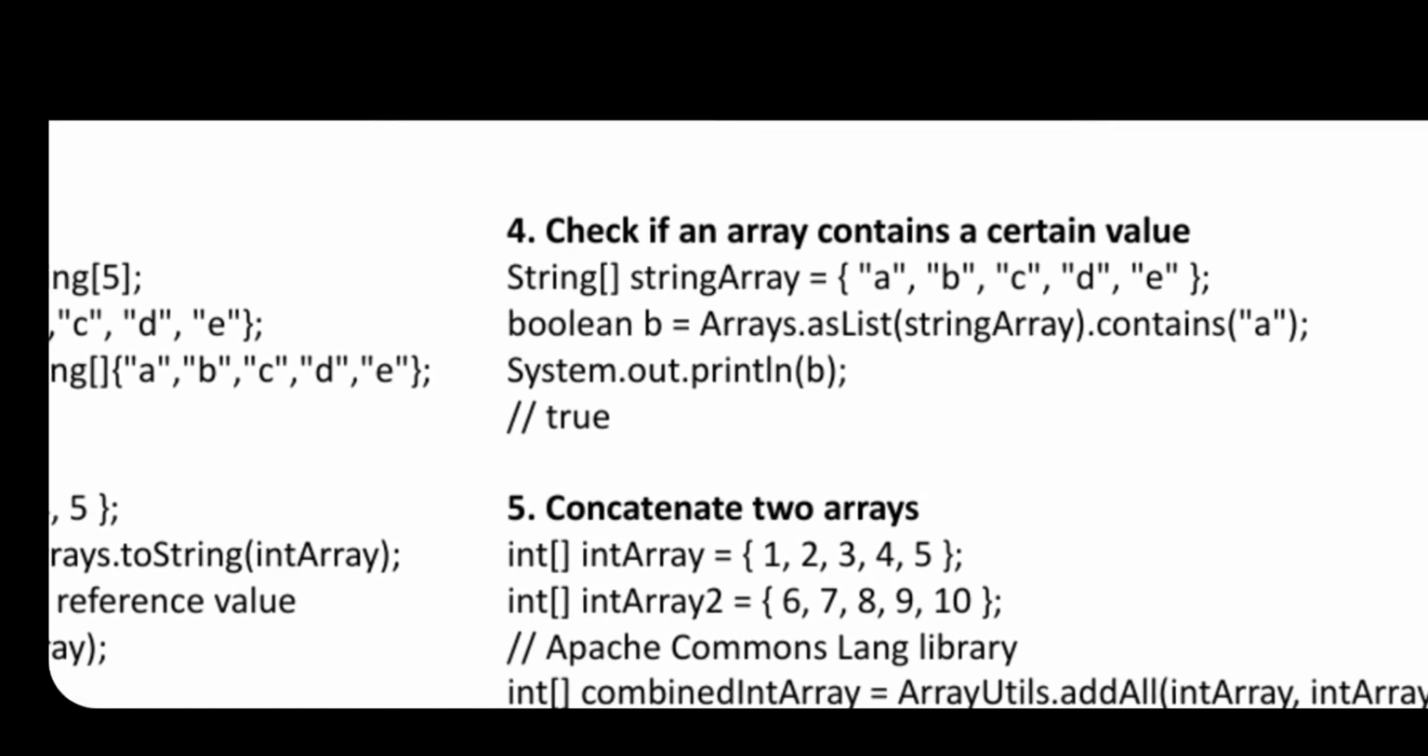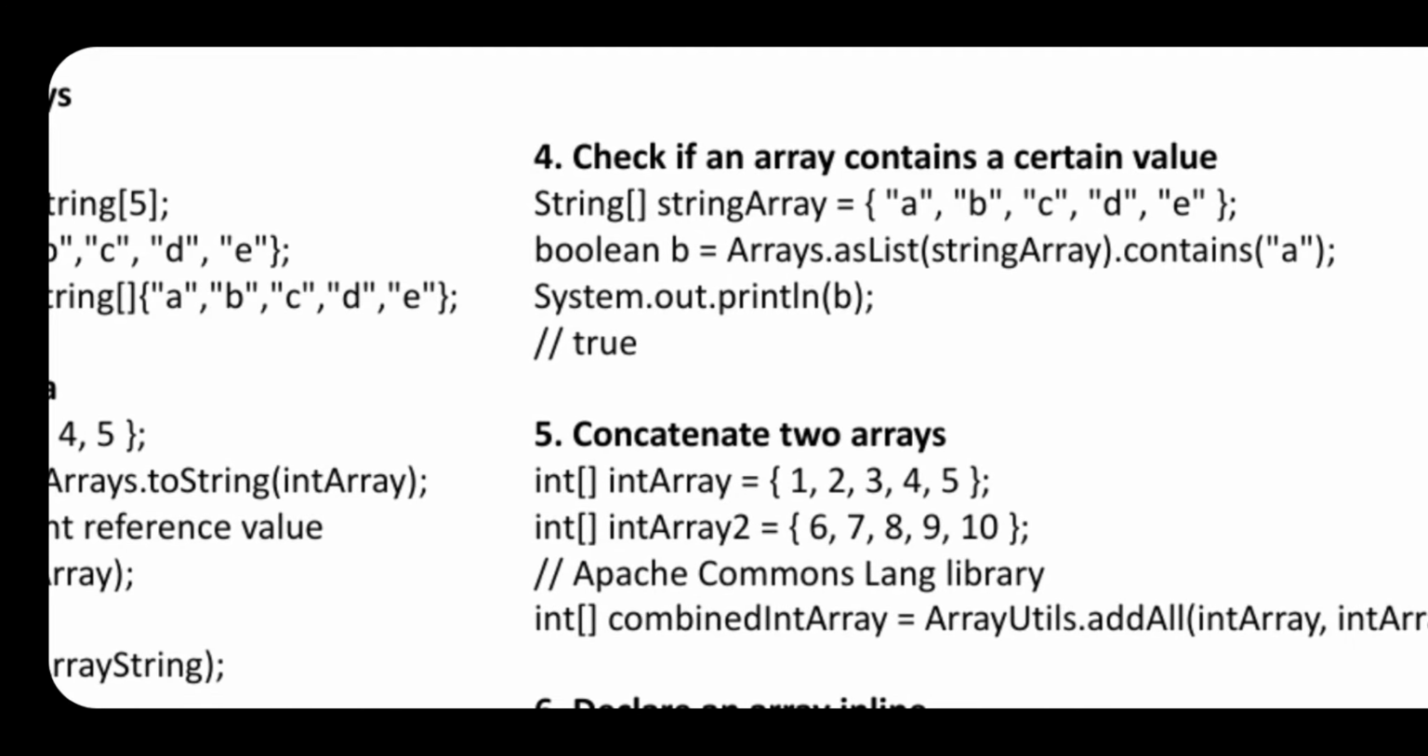Then we can go for checking if the array contains a certain value or not. I wanted to check. Now you have defined the string array equal to a b c d e, and a boolean b. Boolean is used for checking whether it is there or not, true or false. Boolean b is equal to Arrays.asList, convert the string array to the list, then the converted list contains whether a is there or not, because each and every individual value should be checked. Whether a equals a, yes, 100% it is going to display true here.